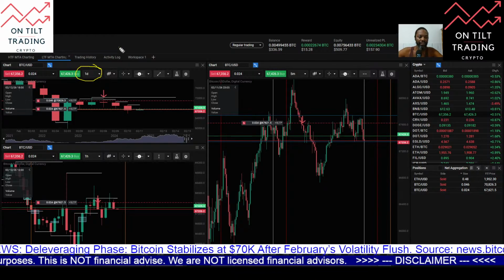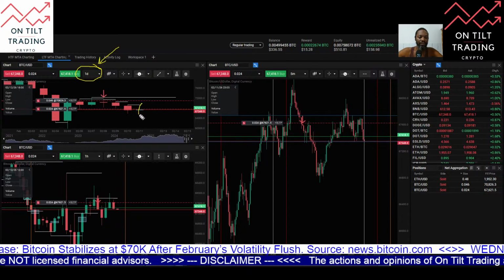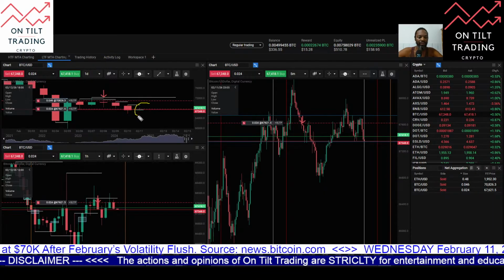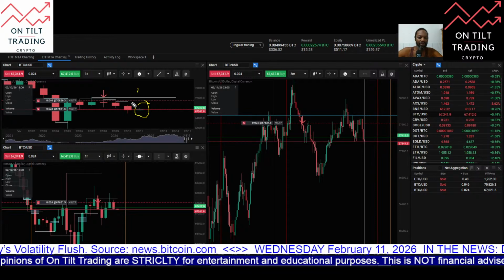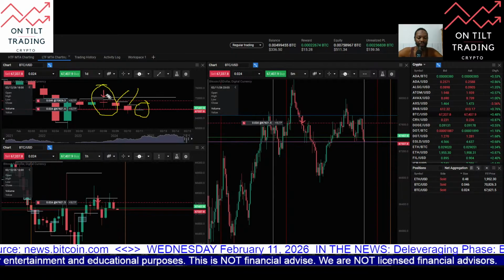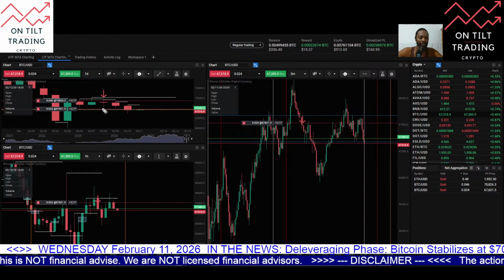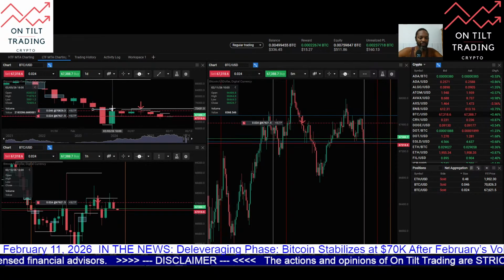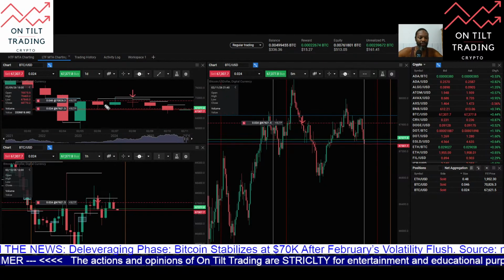I'll start here on the daily chart with the swing position. This is the current daily candle, and this is for Thursday. Here is Wednesday. This is Tuesday. Here is Monday. I take this position on Monday, the swing position, and this is based off of the previous price action on the previous two candles here.